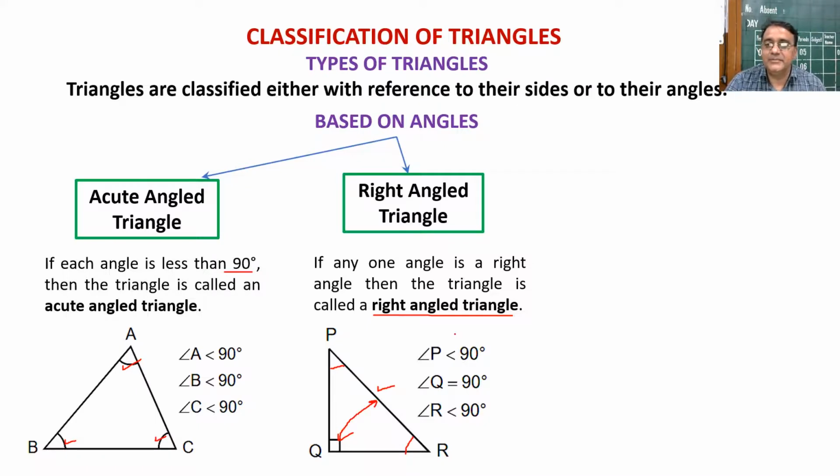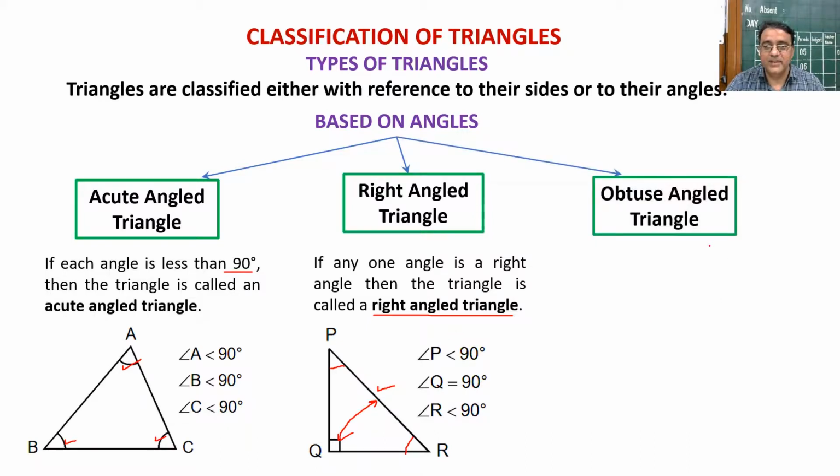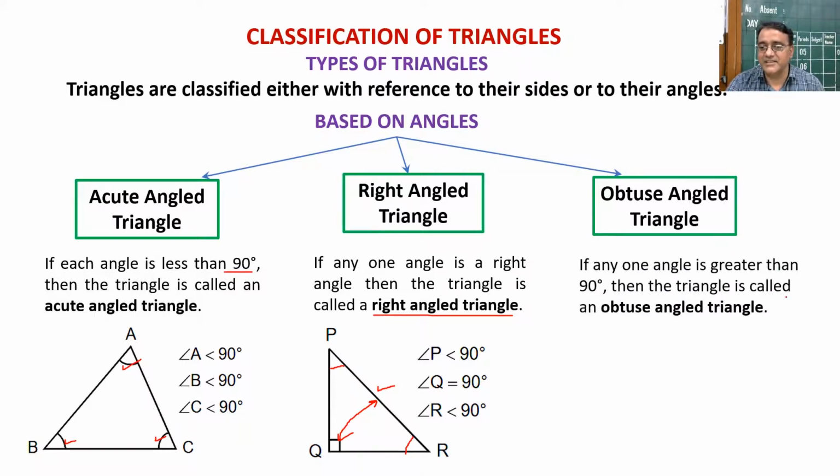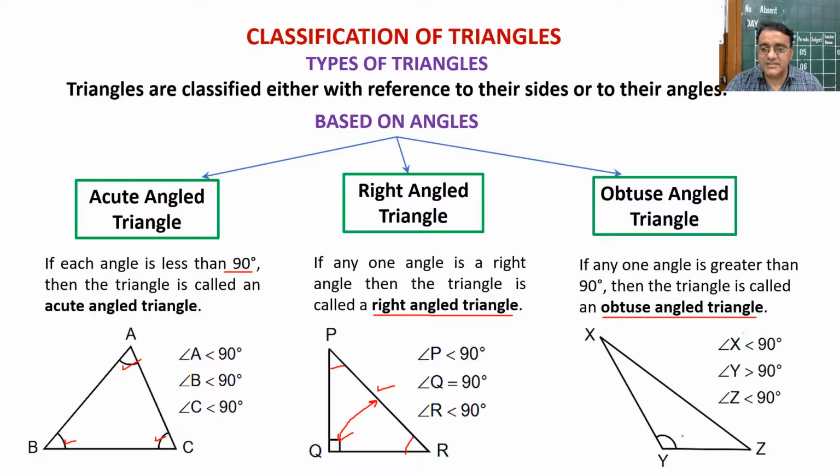Now the third type of triangle is obtuse angled triangle. If any one angle is an obtuse angle, then the triangle is called obtuse angled triangle. Obtuse angle means angle greater than 90 degree, but less than 180 degree. So this is an example. See, angle Y is an obtuse angle. It is greater than 90 degree. But angle X and angle Z both are less than 90 degree. And one triangle cannot have more than one obtuse angle.